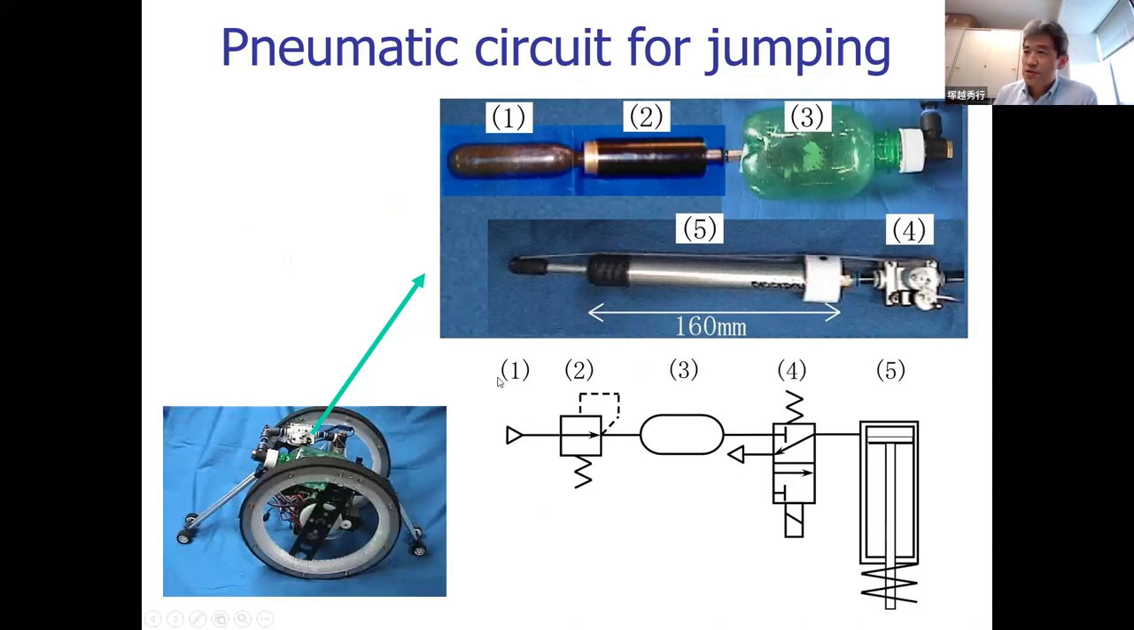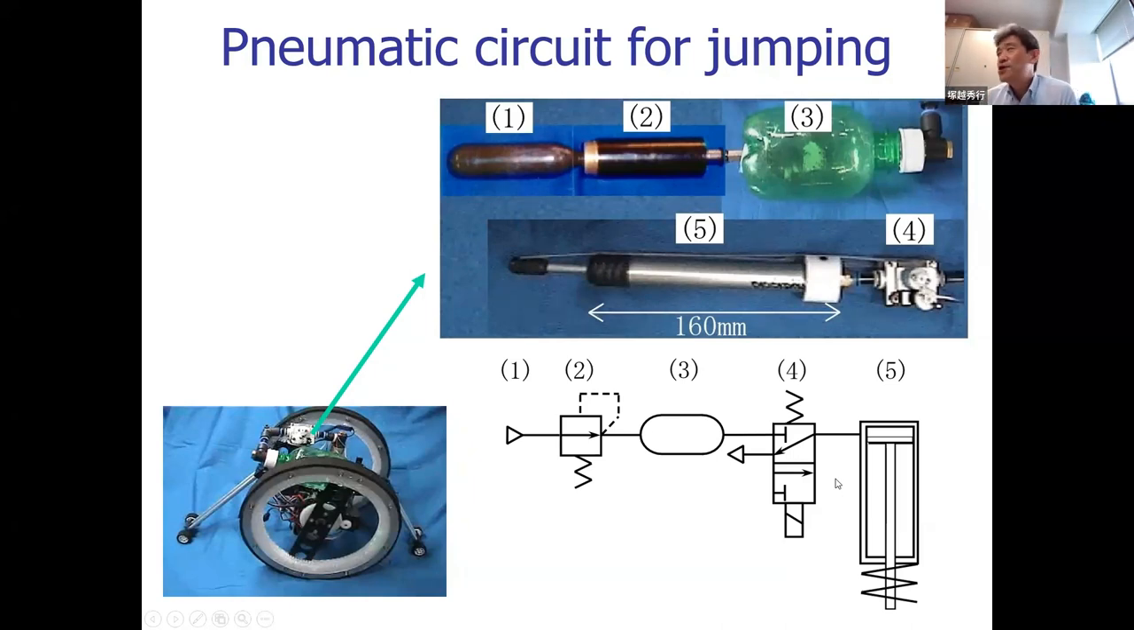In this robot, this pneumatic circuit was contained. It is composed of the gas bomb, the regulator to maintain the constant pressure, and this is a small tank to stock a large enough flow rate. And this is a switching valve. And this one shows the pneumatic cylinder.